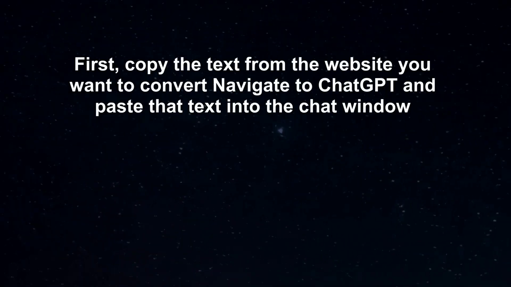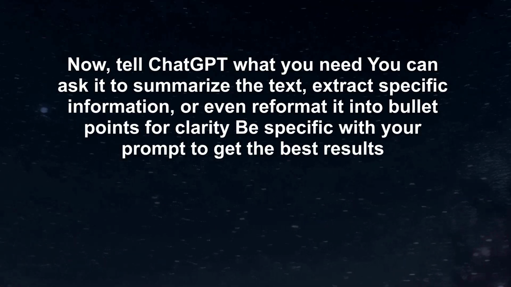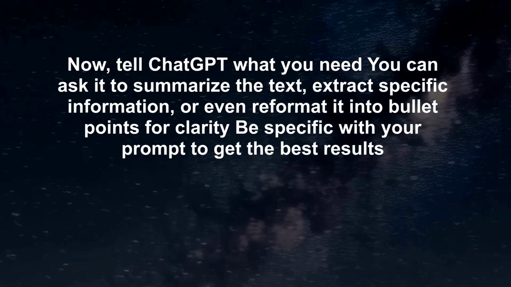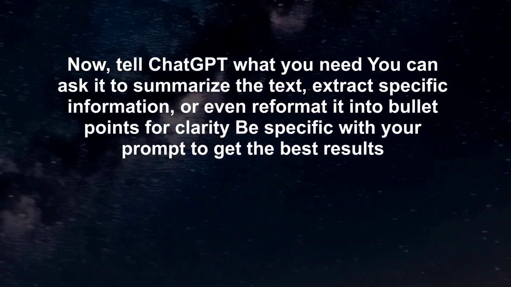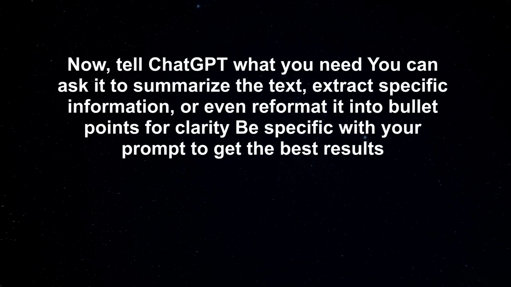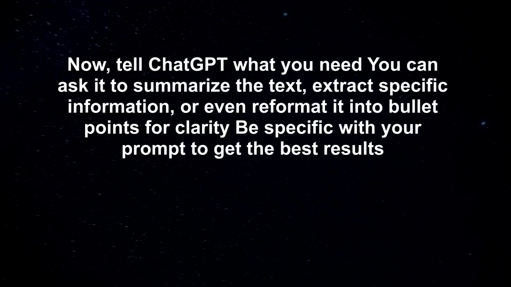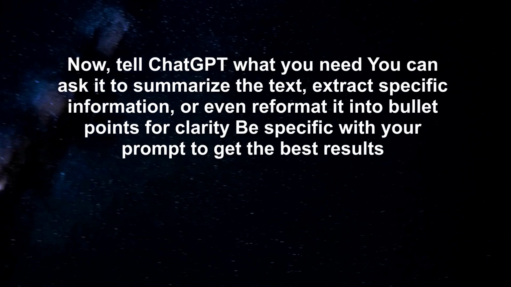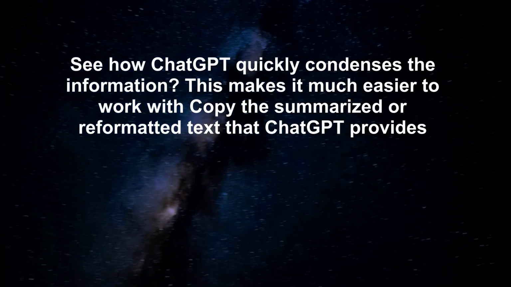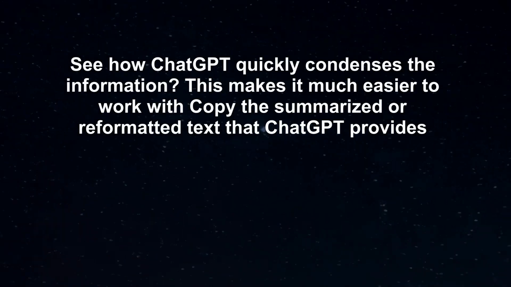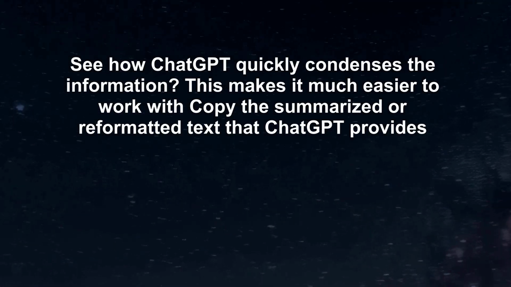chat window. Now, tell ChatGPT what you need. You can ask it to summarize the text, extract specific information, or even reformat it into bullet points for clarity. Be specific with your prompt to get the best results. See how ChatGPT quickly condenses the information. This makes it much easier to work with.